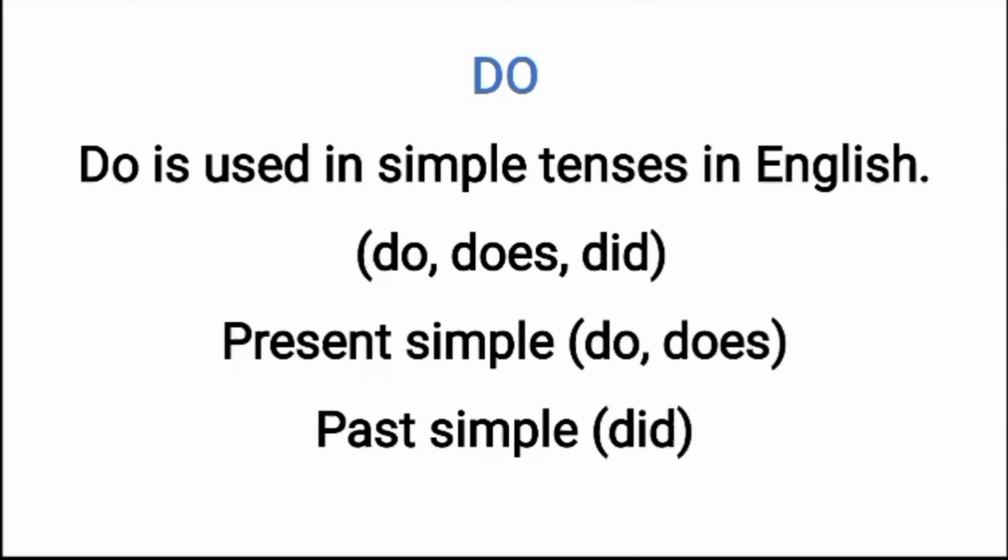The verb do. Do is used in simple tenses in English. It has the forms do, does, and did. In the present simple, we have do and does. Then in the past simple, we have did.